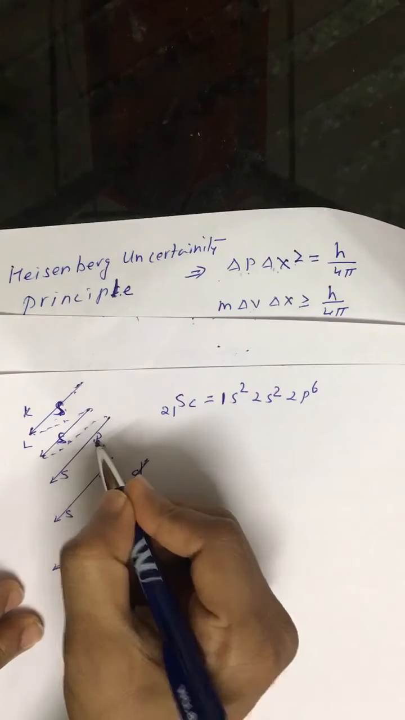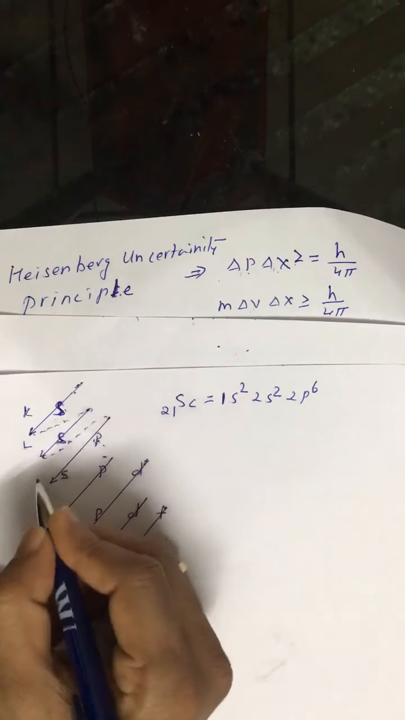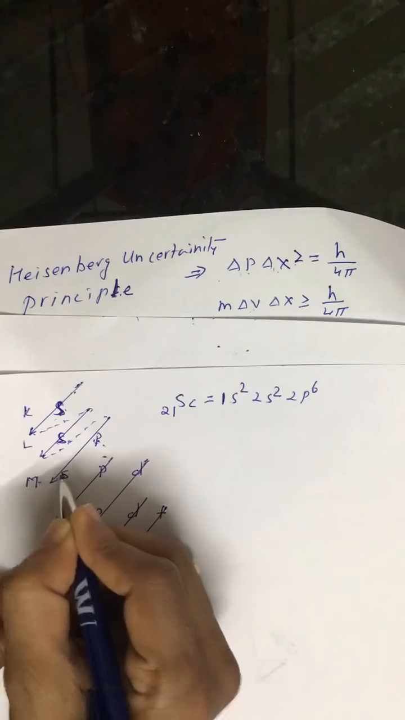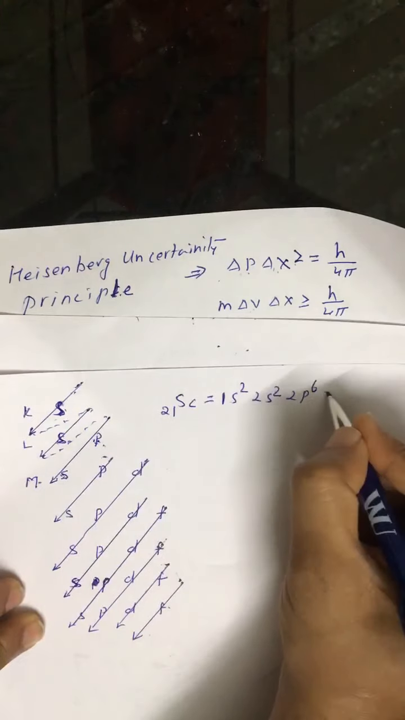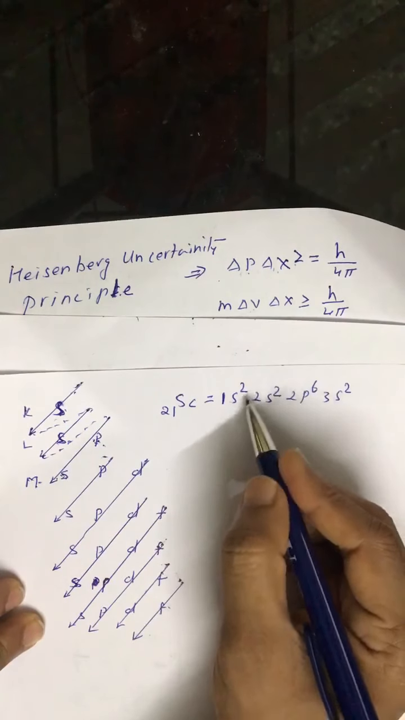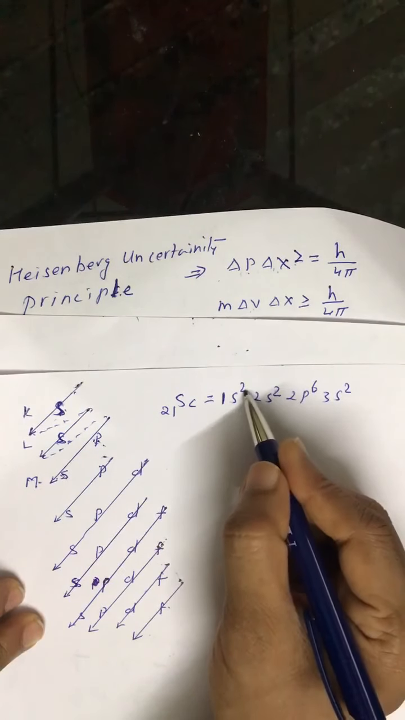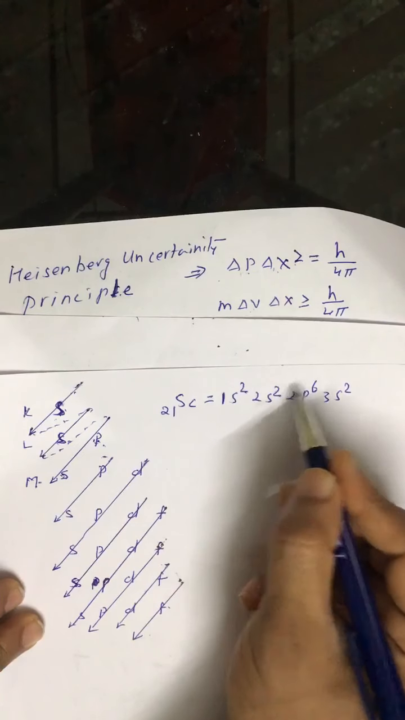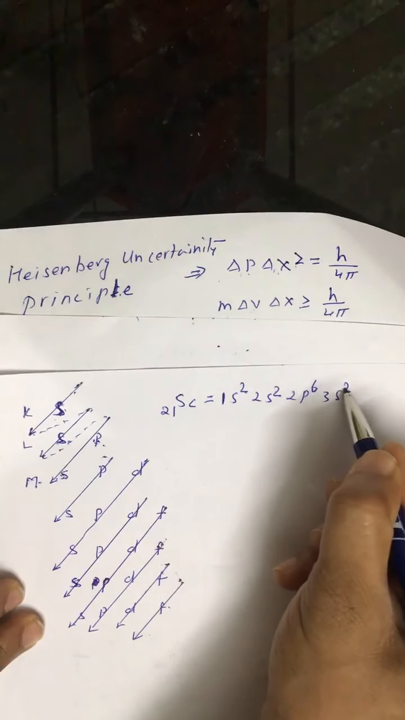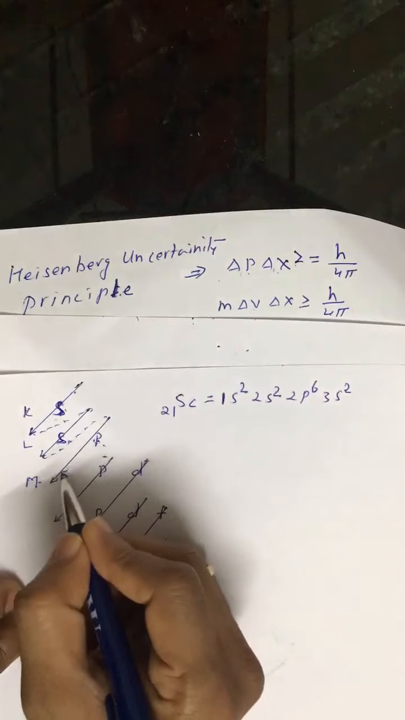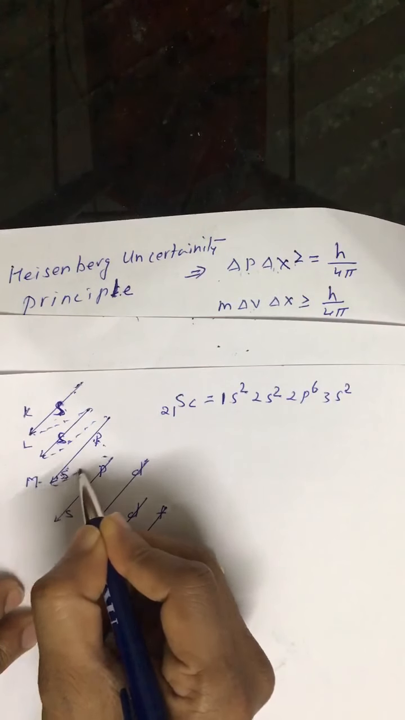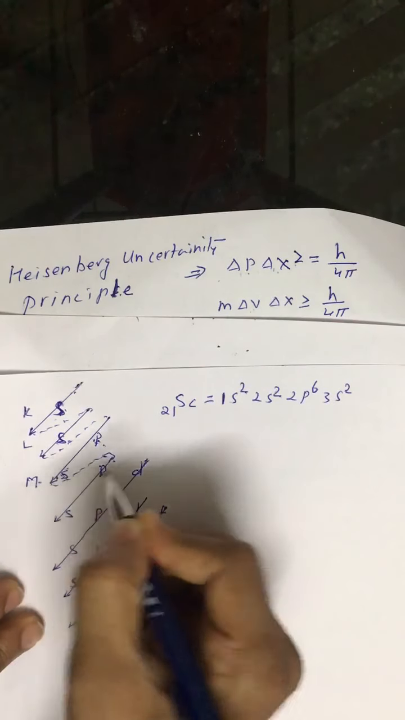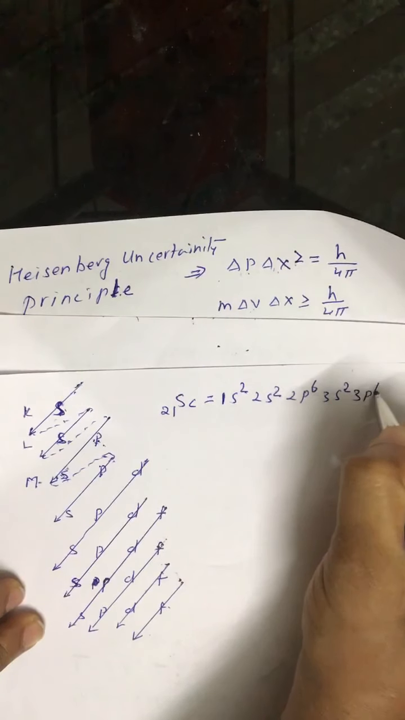When 2p is filled, the electron will go to 3s, that is in the M shell. By filling 3s, how many electrons are accommodated? 2 plus 2, 4 plus 6, 10 plus 2, 12. And once 3s is filled, the electron will go to 3p. So we will write 3p6.